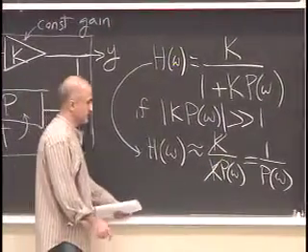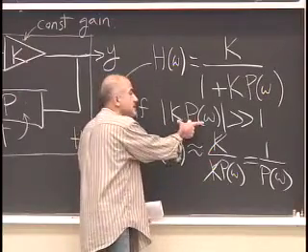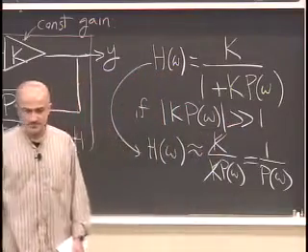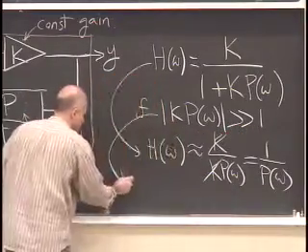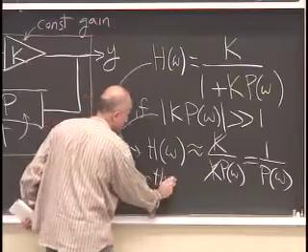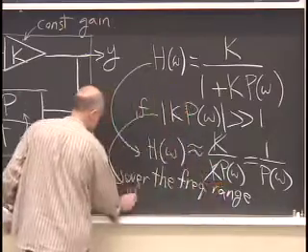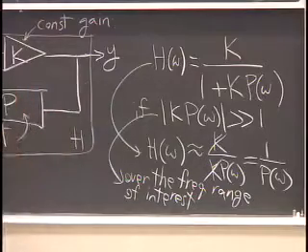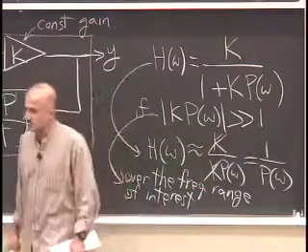Okay? Now, here's the great part of this. Kp doesn't have to be much greater than 1 for all frequencies. All we want is for Kp to be much greater than 1 over the frequency range of interest. That makes life a heck of a lot easier. Okay, so that's one point. This need only hold for the frequency range of interest.